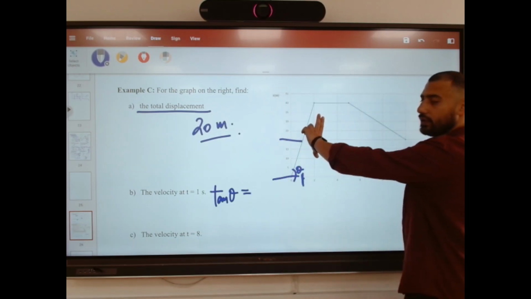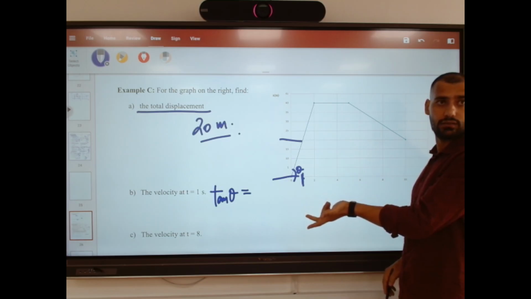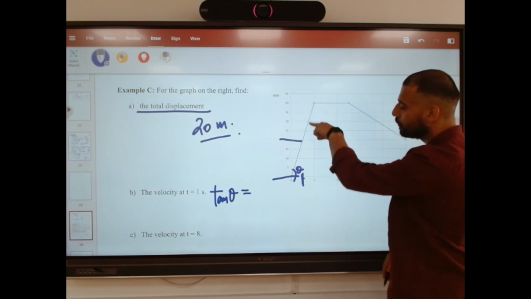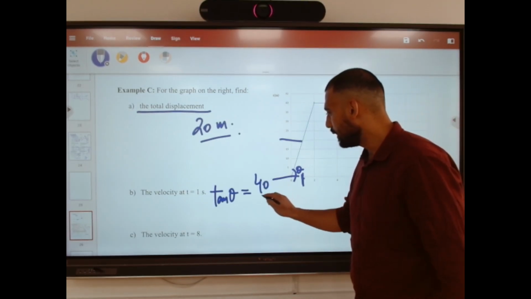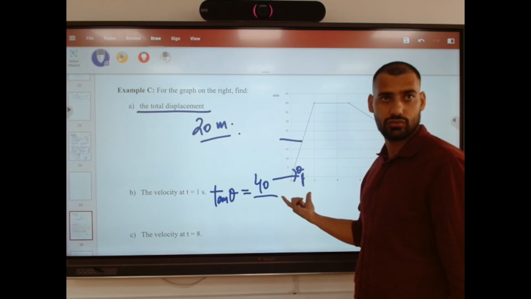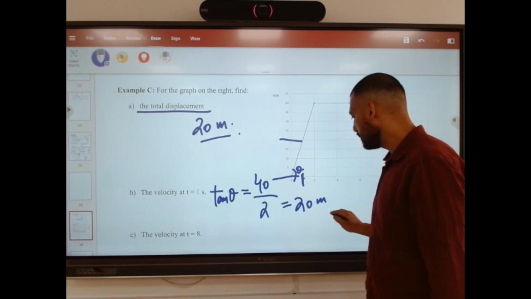It is perpendicular by base, isn't it? Tangent of theta. Perpendicular by? So perpendicular is 40. And base is? What is the base? 2. Isn't it? So the answer is 20 meters per second.